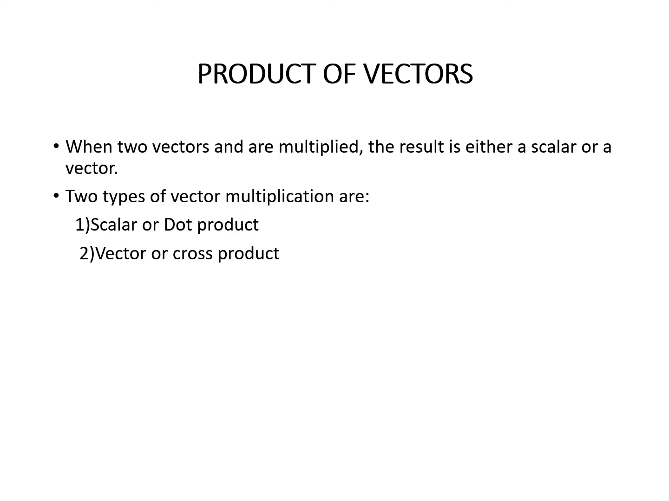Product of vectors. When two vectors are multiplied, the resultant is either scalar or vector. There are two types of vector multiplication. One is scalar or dot product. Second one is vector or cross product.